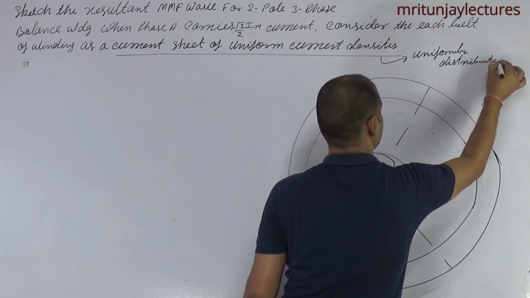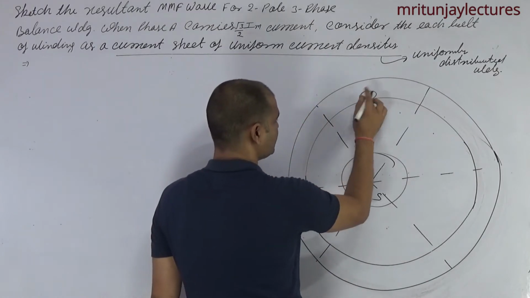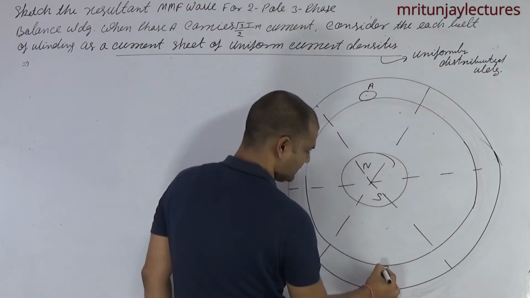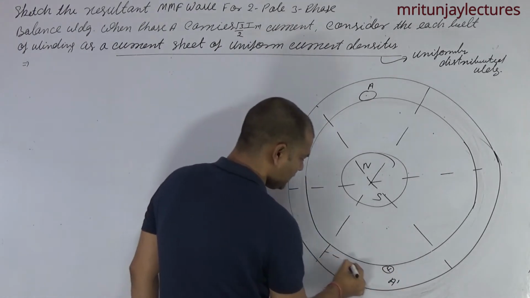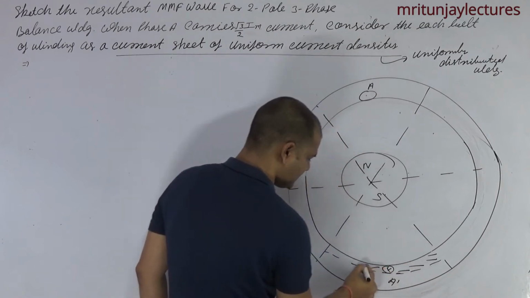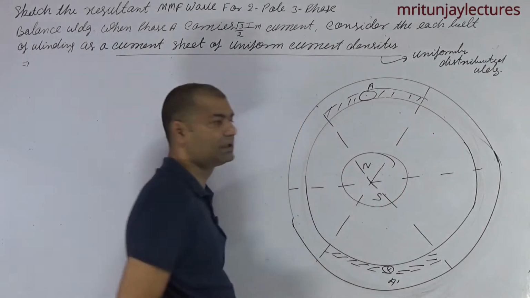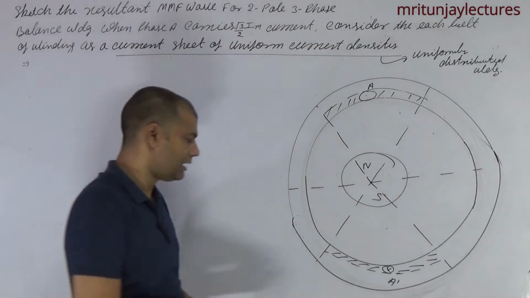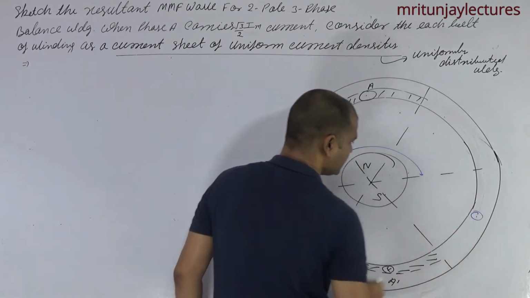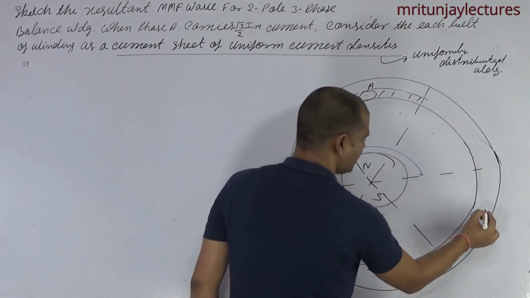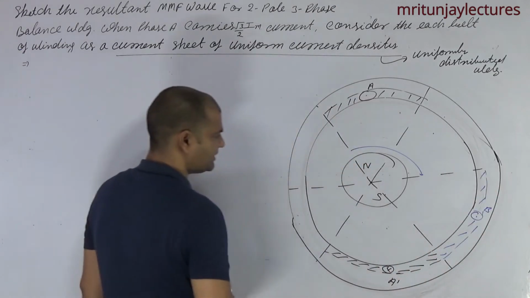Distributed winding. Okay, if this is A and that is A dash, uniformly distributed, it is represented like this. Is it clear? Now at 120 degrees, what about B? This is B dot. If this is dot, this is also represented as dot B. Uniformly distributed, it is represented like this.